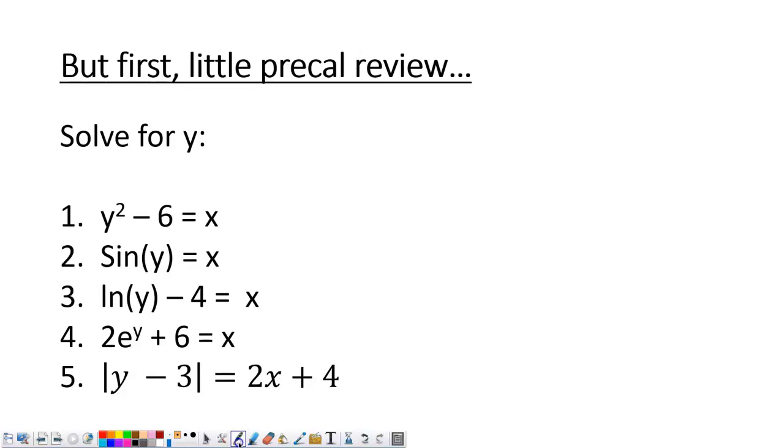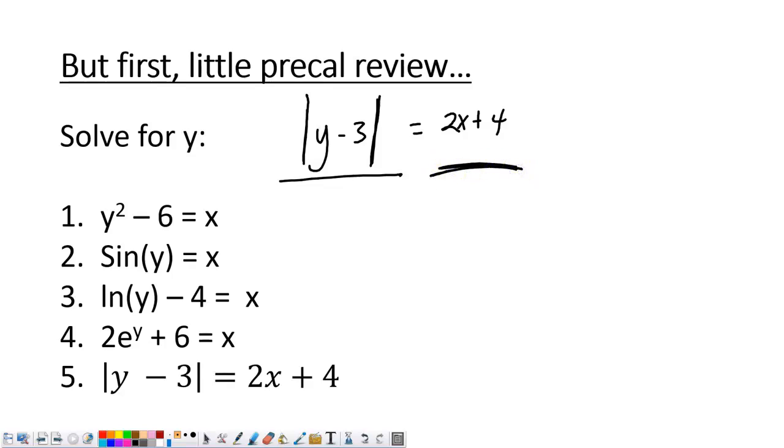Okay, let's take a look at number 5 here. We have the absolute value of y minus 3 is equal to 2x plus 4. Well, here's something we know: if this is an absolute value, that means this whole side has to be positive, which means this whole side has to be positive, right, in the end. So let's keep that in mind.